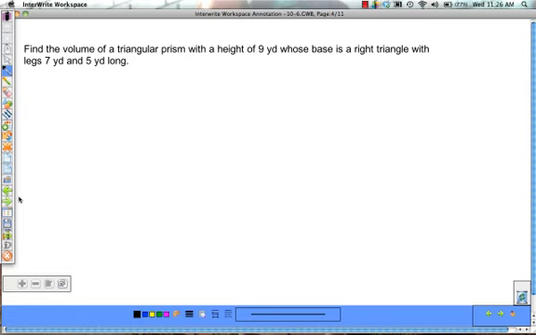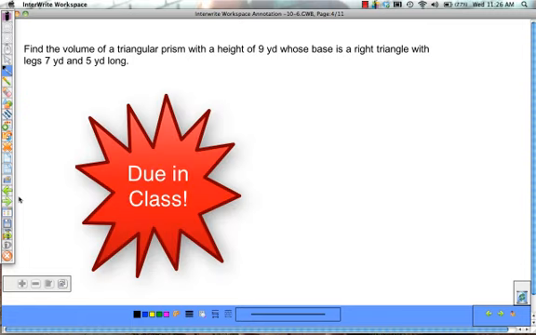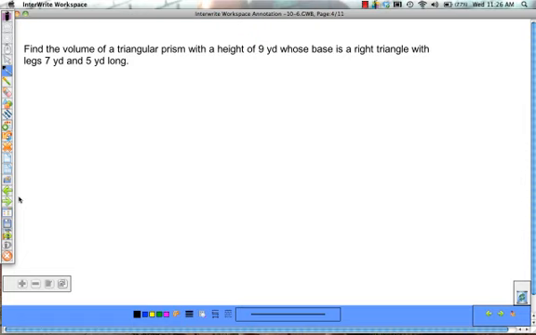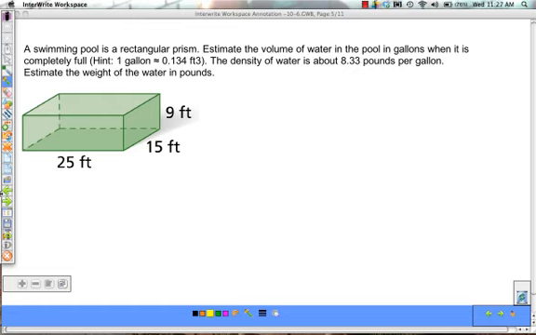Now this next one is finding the volume of a triangular prism with a height of 9 yards, whose base is a right triangle with legs 7 and 5 yards long. So now let's apply this.